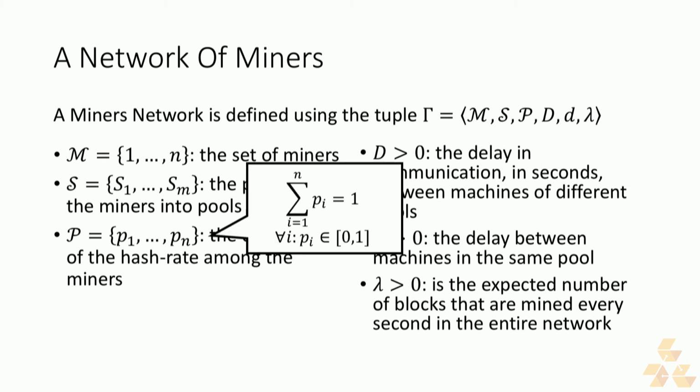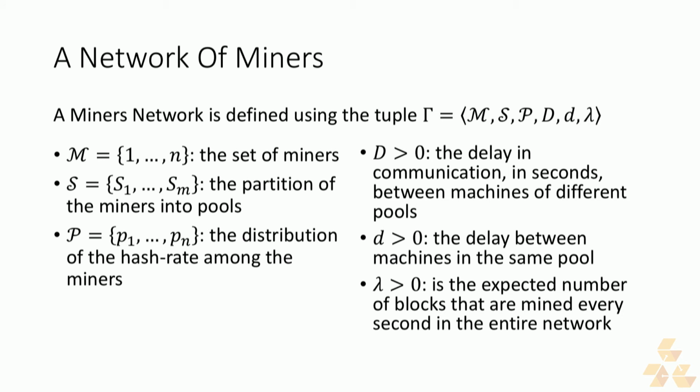So we just say that Pi is the relative amount of hash rate that miner i controls. We said that the sum of Pi adds up to 1, and every Pi is between 0 and 1. We said in an abstract way that capital D is the delay in the communication between different pools, and the small d is the delay in communication inside the pools. And the last parameter that I have here is lambda, which I define as the expected number of blocks that are mined somewhere in the network every second by some of the miners.